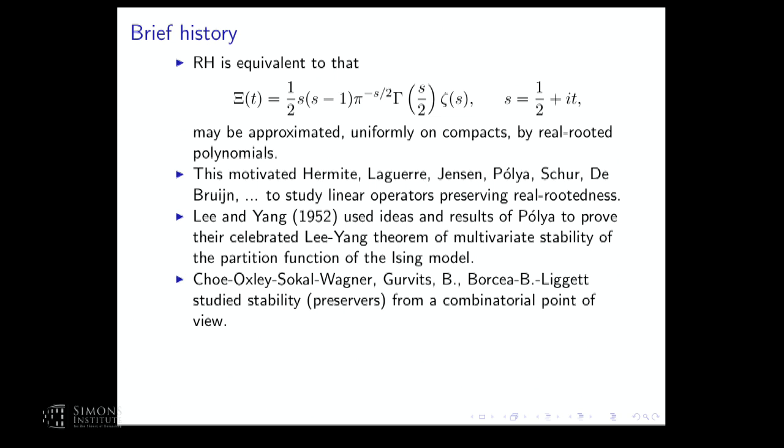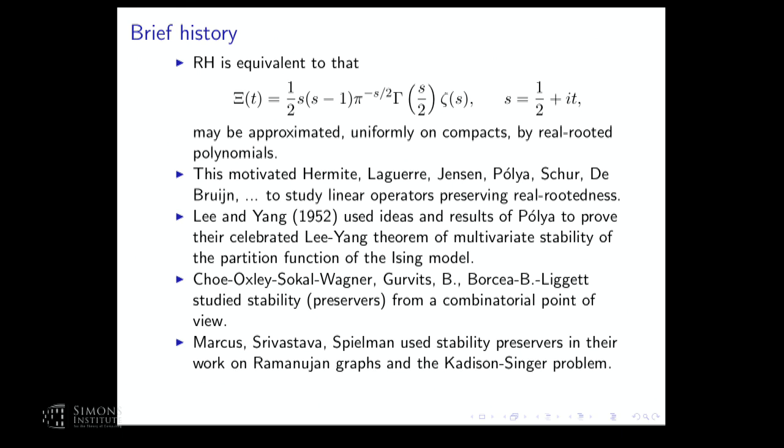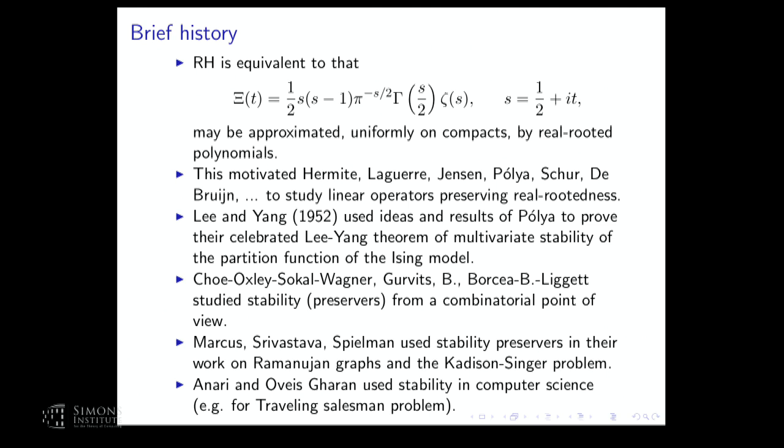And even more recently, we've seen that the work of Marcus, Spielman and Srivastava used stability preservers in the work on Ramanujan graphs and the Kadison-Singer problem. And even more recently, we've seen beautiful work of Anari and Oveis Gharan where they used stability in computer science, in particular for the traveling salesman problem. So I guess this is the motivation or the brief history.